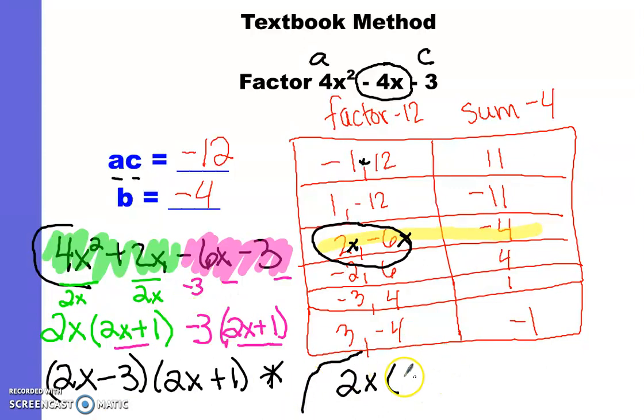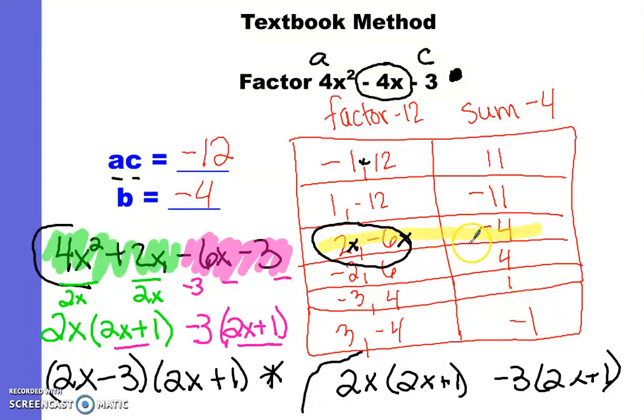This is the reverse. So this 2x is multiplied by this whole 2x plus 1, and then we take this negative 3 and multiply it by this whole 2x plus 1. And then we distribute and we combine our like terms, and when we're all done, we get to this answer here, right? So that's why it's the reverse of the distributive property.